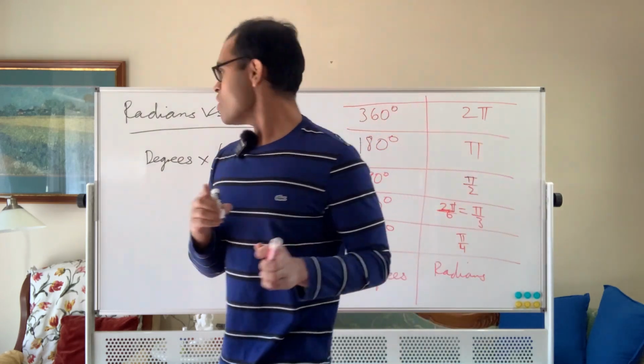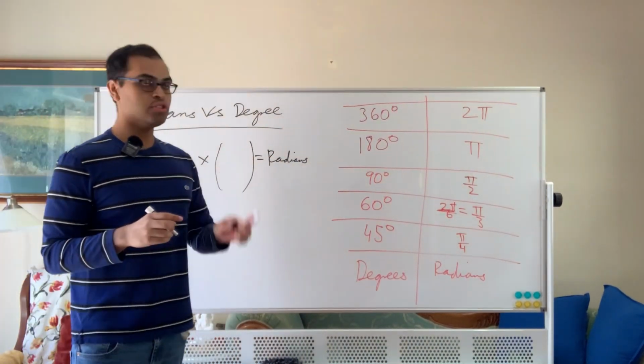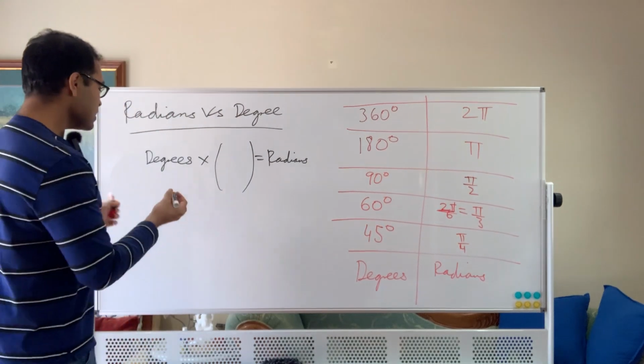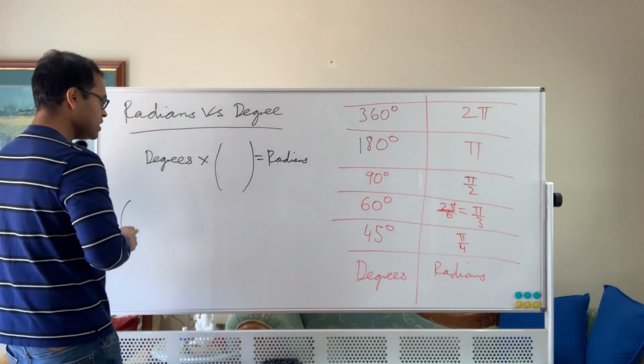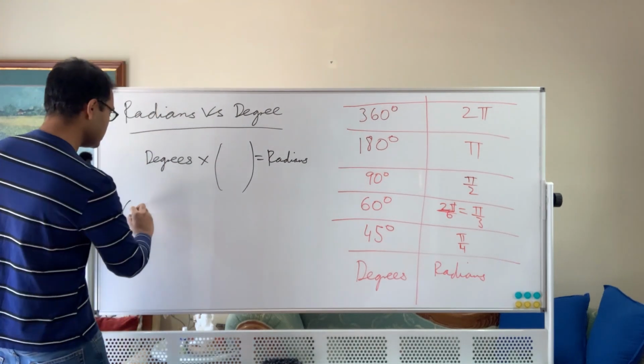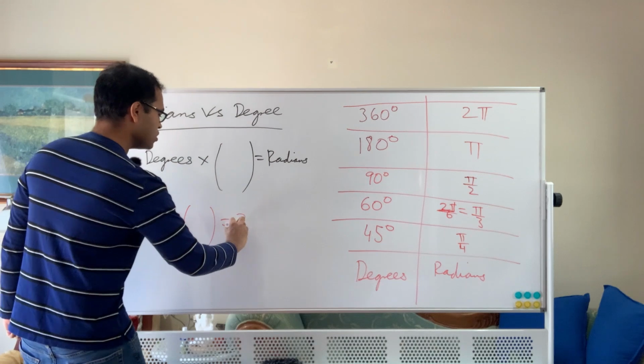So what we want to do is think about one example. We know that 360 degrees is 2 pi radians, right? So in particular, I'm going to write this in red. In particular, we know that if degrees is 360, then 360 times this thing, which we don't know, is equal to 2 pi.